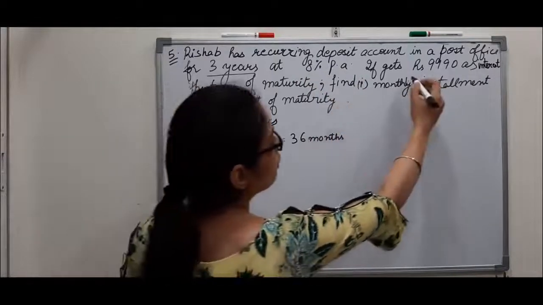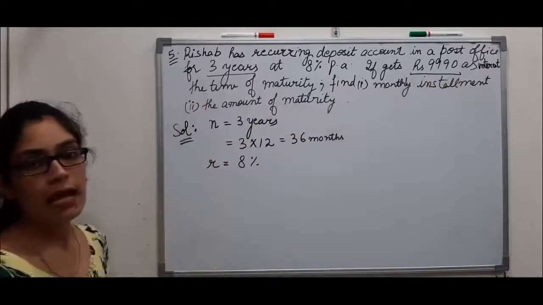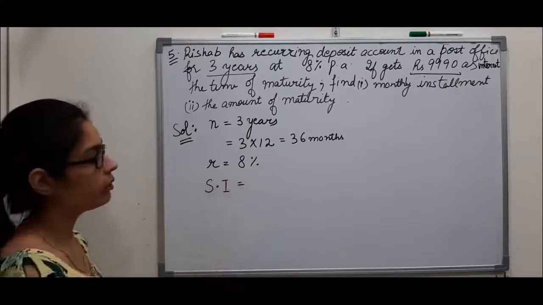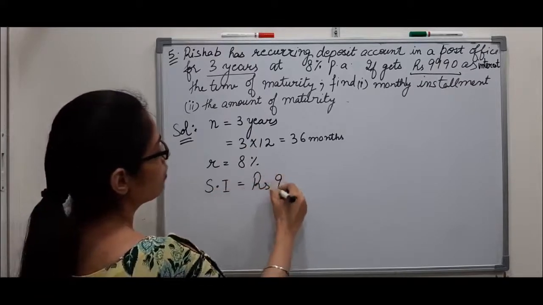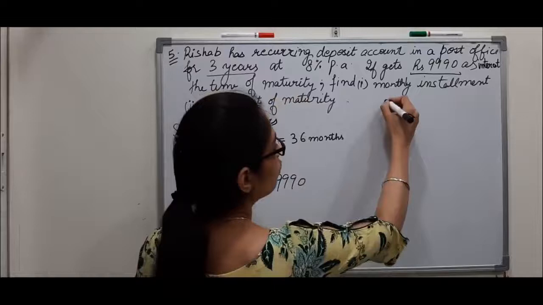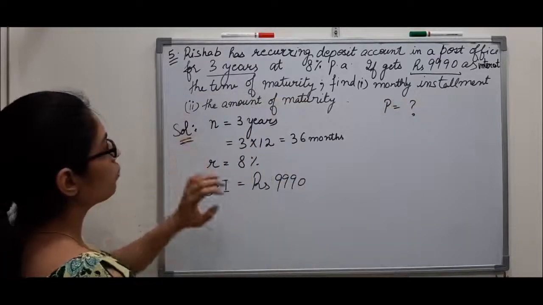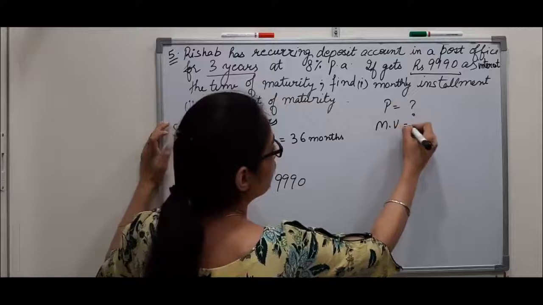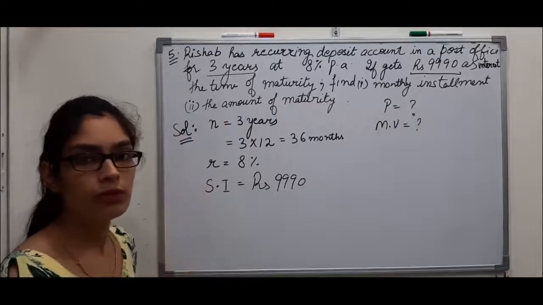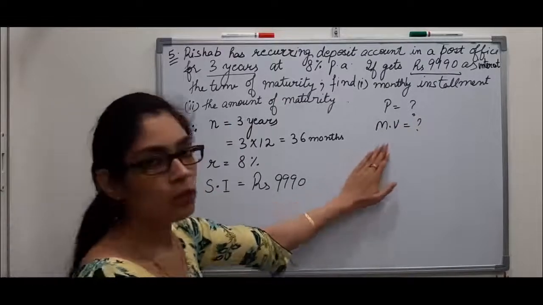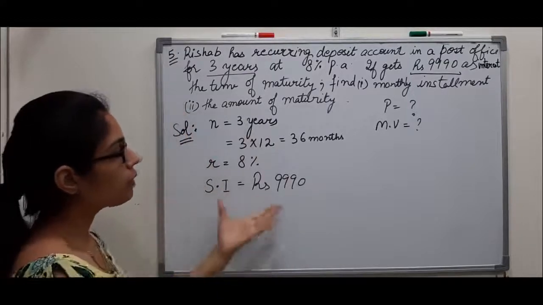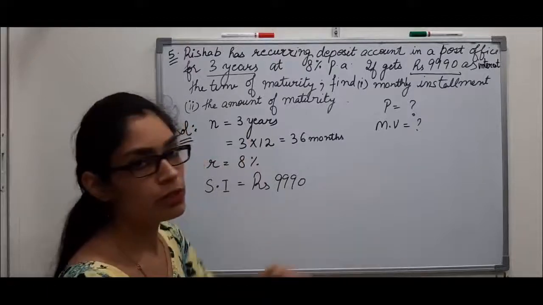Now if we get this amount as interest, means simple interest is given to you in this question. Simple interest is this much. Now you have to calculate monthly installment, which is P, and the maturity value, which is MV. So these are the two things which you have to calculate. First of all you have to recognize which things are given to you and what you have to calculate. We have already organized the given data and the data which we have to calculate.